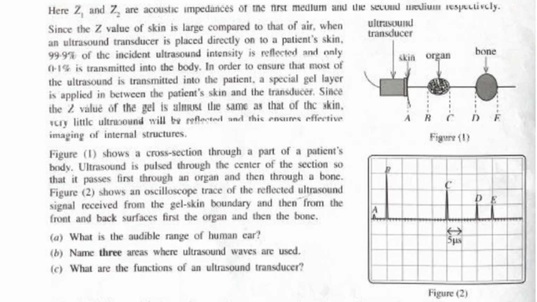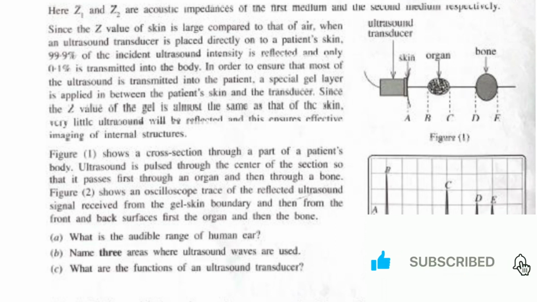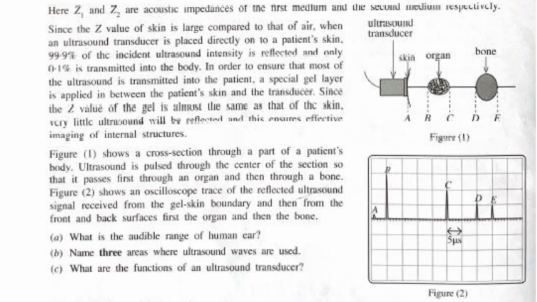Figure 1 shows a cross-section through a part of a patient's body. Ultrasound is pulsed through the center of the section so that it passes first through an organ and then through a bone. Figure 2 shows an oscilloscope trace of reflected ultrasound signals received from the skin boundary and then from the front and back surface, first organ and then bone.